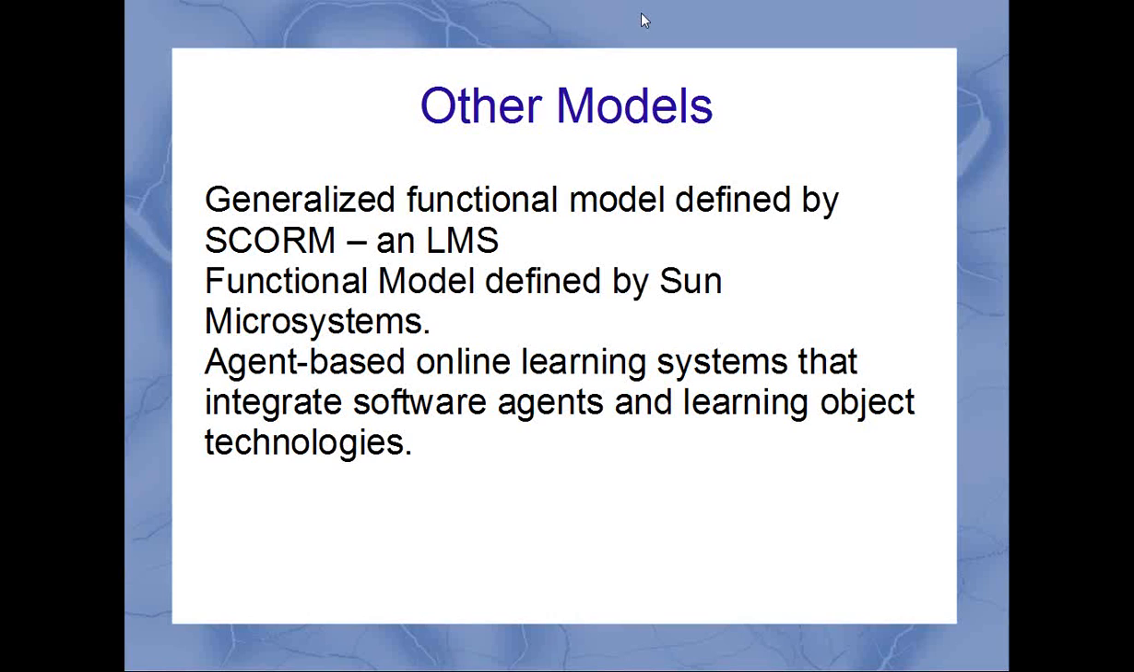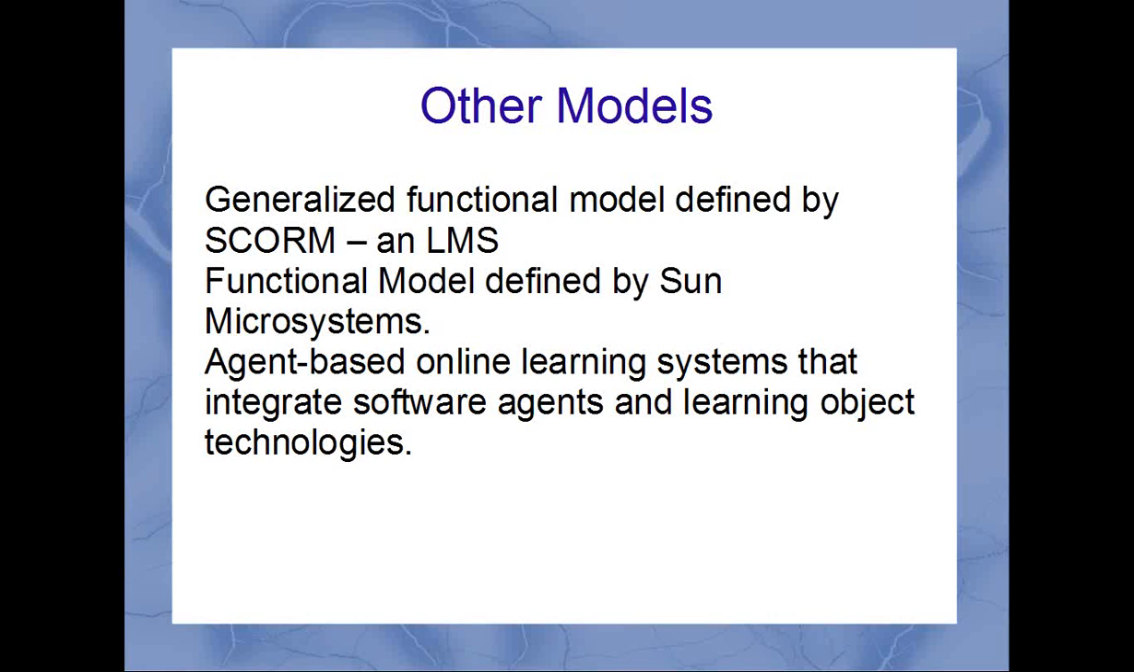There are other models that exist today all over the world. These are called the generalized functional models. Some of them are defined by SCORM. For example, any LMS that you pick up nowadays off the shelf is usually SCORM compliant. The one feature that they keep highlighting is that we are SCORM compliant. Why? Because SCORM is one feature which is now globally accepted.